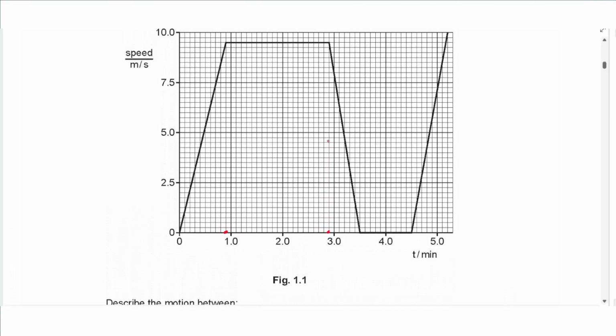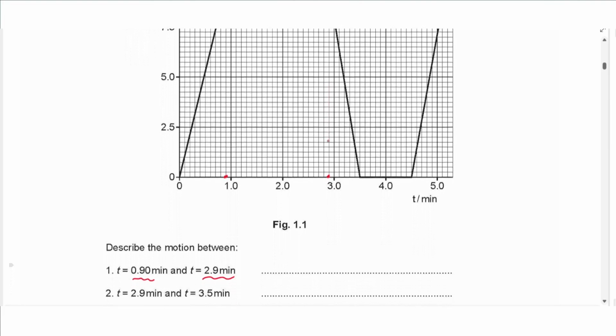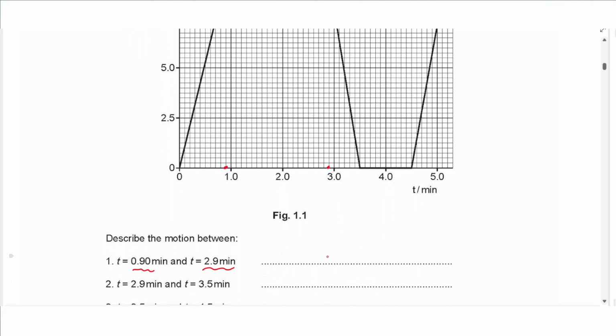The graph was a horizontal line on a speed time graph. That means a constant speed since the gradient is equal to 0. So acceleration is 0. So constant speed. Number 2 says from time 2.9 minutes to 3.5 minutes. So from here to here, the speed was decreasing in a straight line.